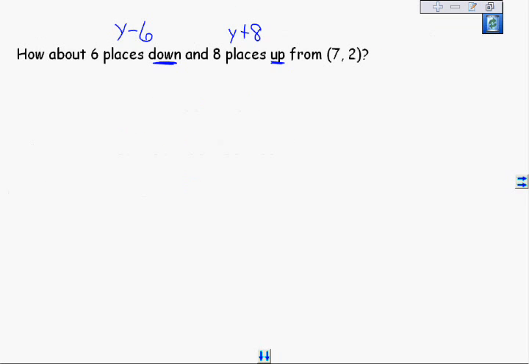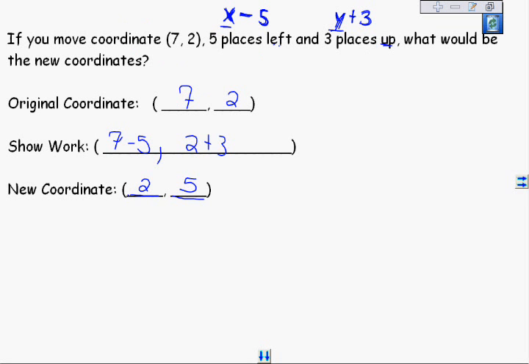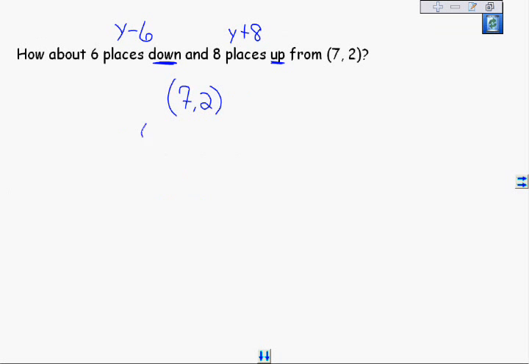Write down your original coordinate. Show your work by plugging into the formulas you wrote. 7 is my x, and I don't do anything to the x. 2 is my y. I'm going to subtract 6, but I'm also going to add 8. My new coordinate is 2 minus 6, negative 4, plus 8, 4. And then if it asked me to plot, I would plot on the graph.